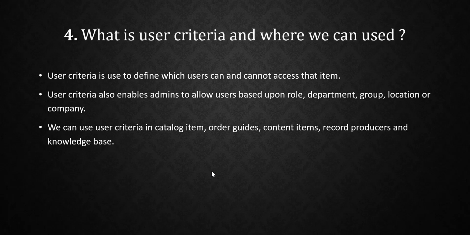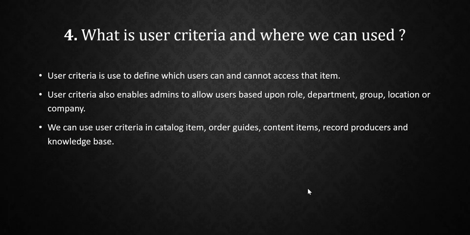Now move to the fourth question. What is user criteria and where can we use it? The answer is, user criteria is used to define which users can and cannot access an item. It also enables the admin to allow users based upon role, department, group, location or company. And we use user criteria in catalog items, order guides, content items, record producers and knowledge bases.